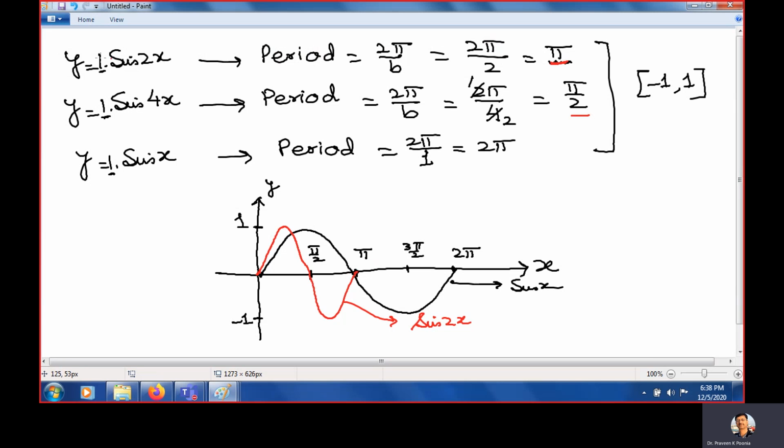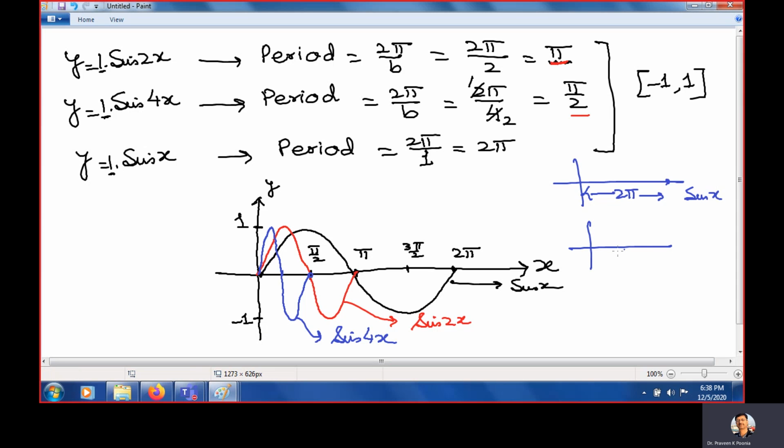The third one is pi by 2, and we will take the blue color here. Half of pi by 2 is pi upon 4. Clear? So we will start here, going up, going up. Height will remain the same. Coming down, coming down. This blue is sin 4x. This is the difference. Now you see, 2 pi length is sin x. Pi length is sin 2x. Now only pi by 2 length, this is sin 4x.